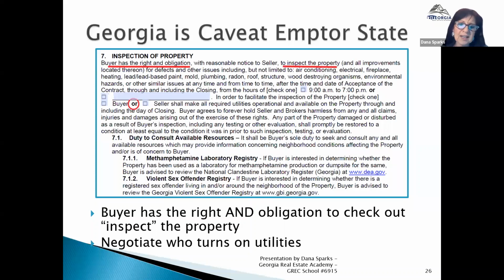So in Georgia, in our contracts, the RE forms contract, that's why we have that provision of buyer's right to terminate. That gives the buyer an opportunity to check out the property.